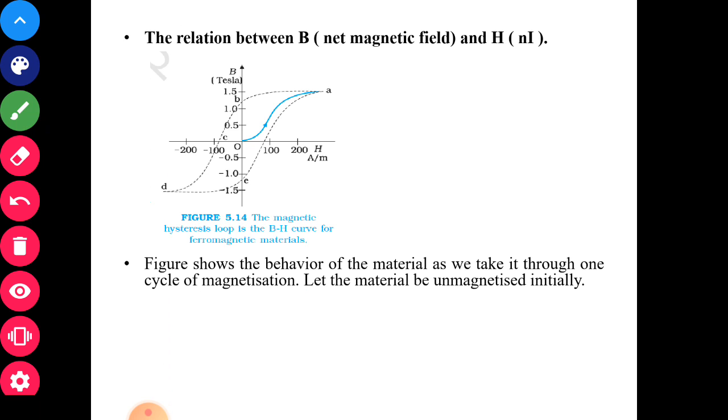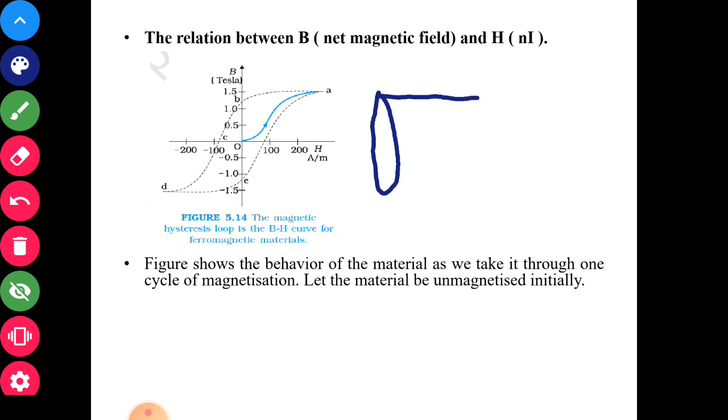First of all, this figure shows the behavior of the material as we take it through one cycle of magnetization. One complete cycle of magnetization we shall understand. Now, let the material be unmagnetized initially. Say for example, you have one material which is unmagnetized. Initially there is no magnetization. Now, try to understand it this way.